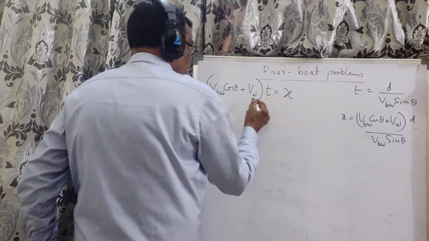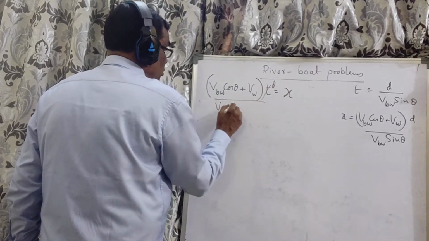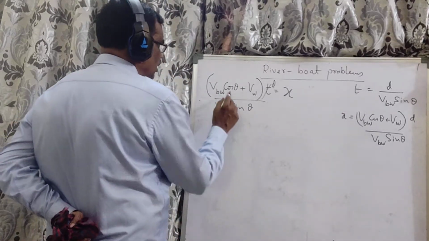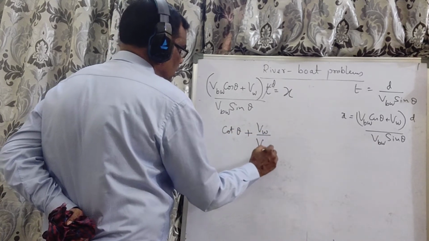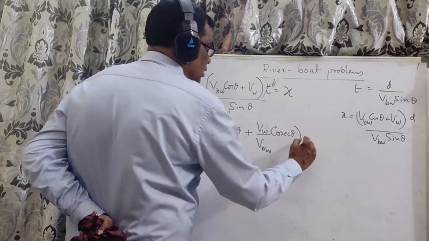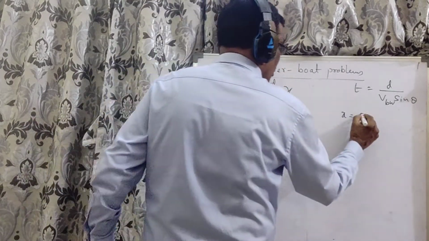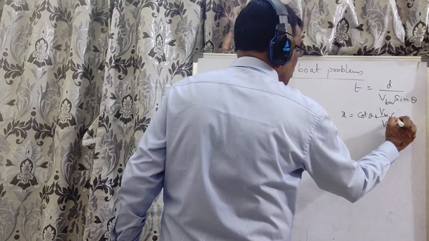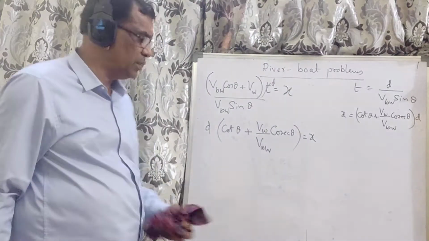You can in fact further simplify that also. I'll do it here. This is d by VBW sin theta. Okay. Now, once you write this, you will get it as cot theta plus VW by VBW cosecant theta into d is equal to x. That is what I am going to write here: x is equal to cot theta plus VW by VBW cosec theta into d.